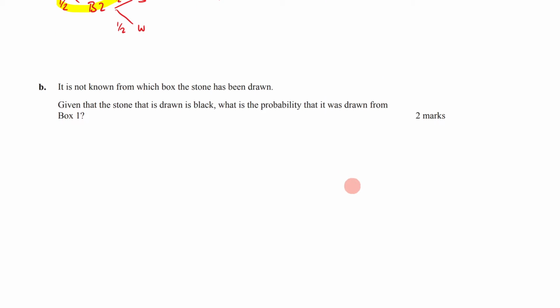It is not known from which box the stone has been drawn. Given that the stone that is drawn is black, what is the probability that it was drawn from box 1? Okay, so we've got a given question here. So that means we're dealing with conditional probability. And we're told that it's given that the stone being drawn out is black. What's the probability that it was drawn from box 1? So what's the probability that it's box 1 given that it's black?